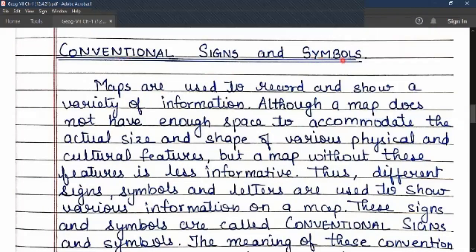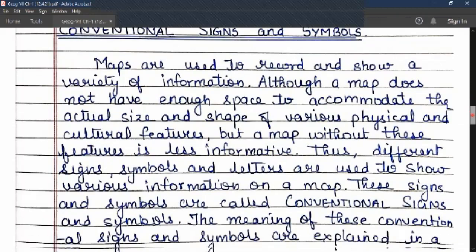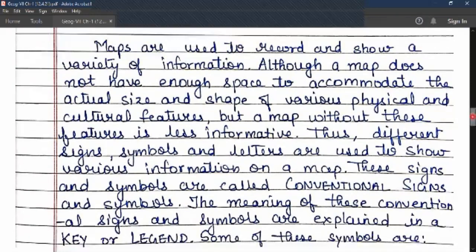Conventional signs and symbols. Maps are used to record and show a variety of information. Although a map does not have enough space to accommodate the actual size and shape of various physical and cultural features, a map without these features is less informative.